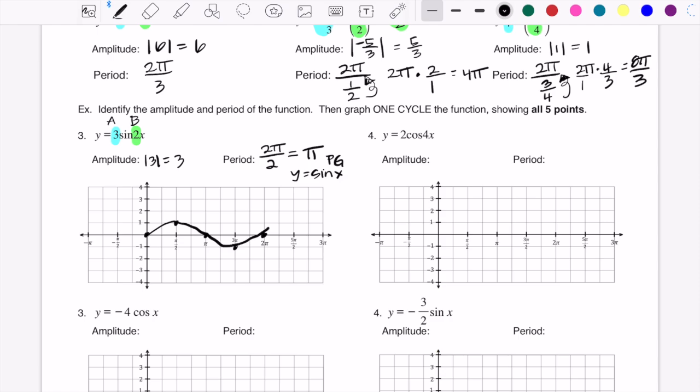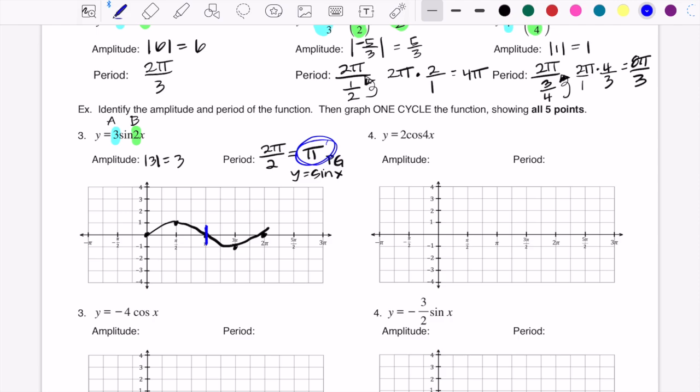And now we're asked to graph this guy. So we are now going to take this into consideration. So our graph is going to do those same 5 points, but in half the distance. That's what the 2 is. It's smushing it. And then the height is going to go up.